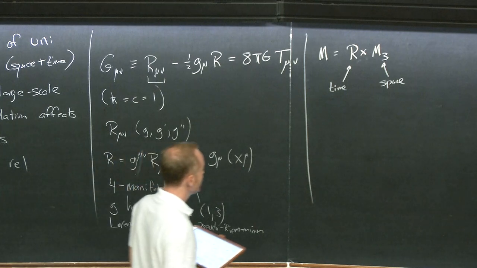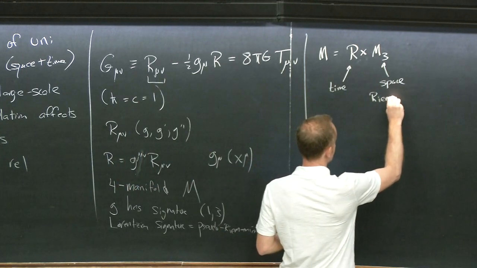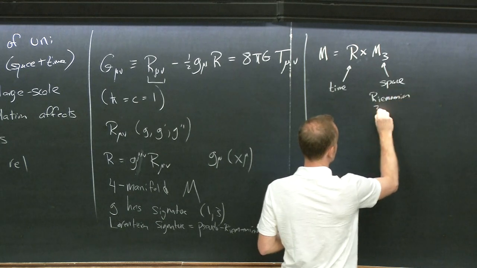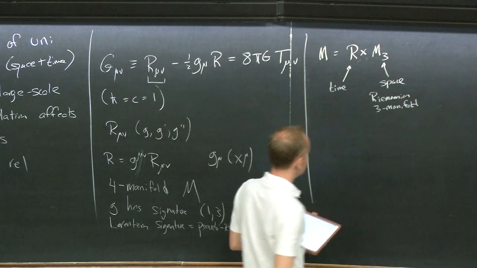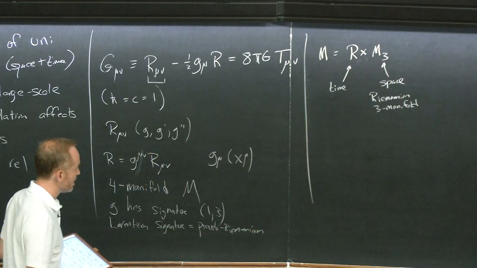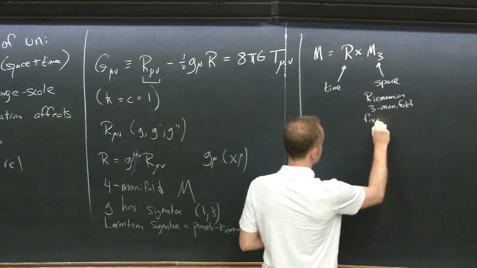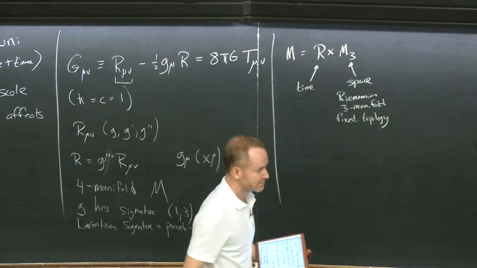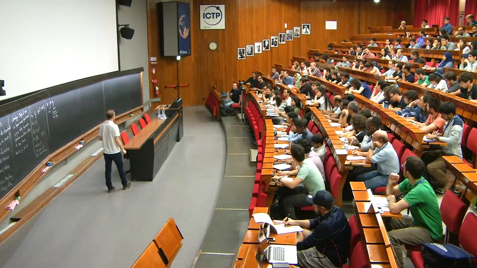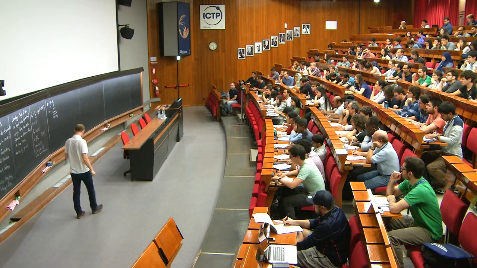So this M3 is some Riemannian 3-manifold. So it's Euclidean signature and it has some fixed topology which cannot change. Slightly bigger. Okay, all right, I'll write larger.